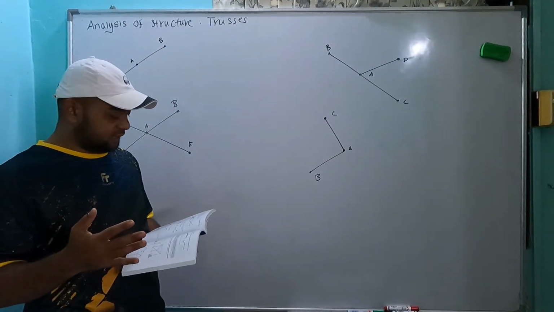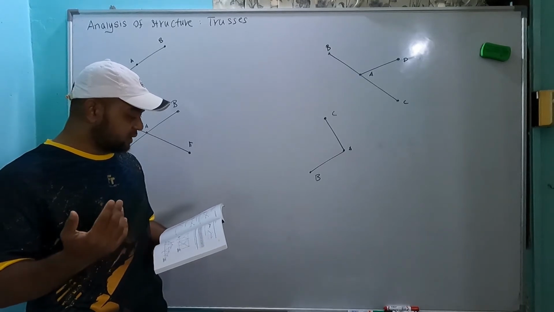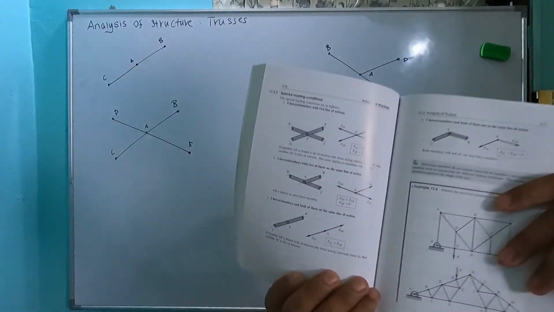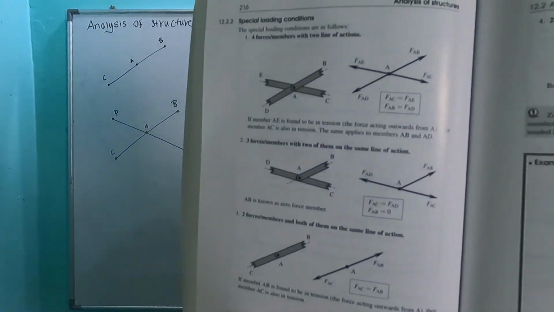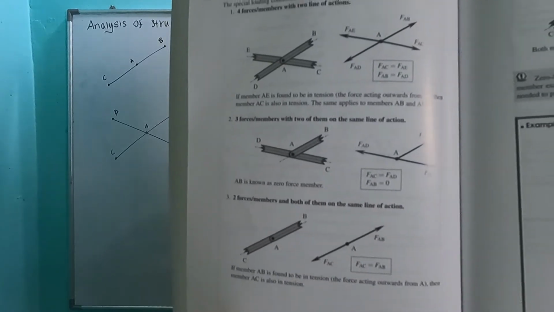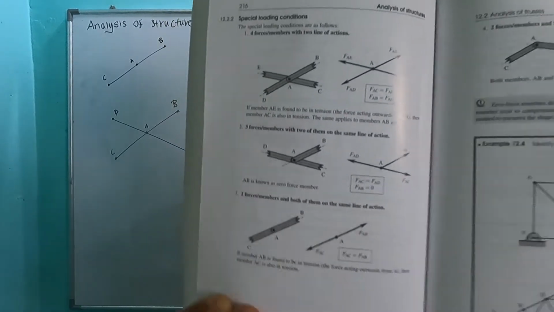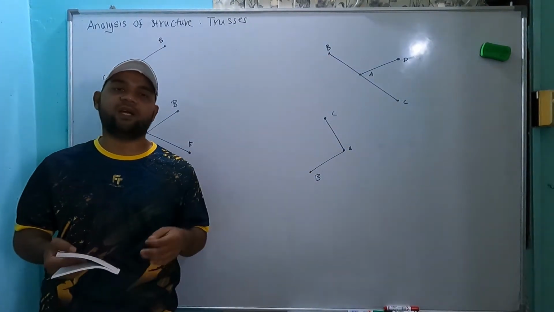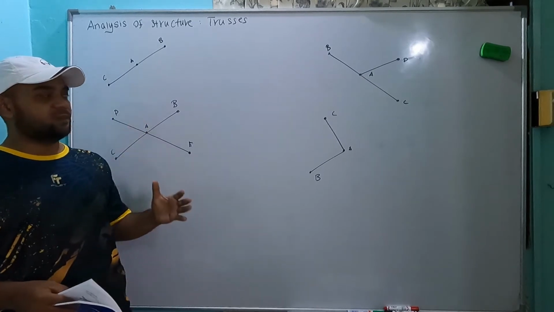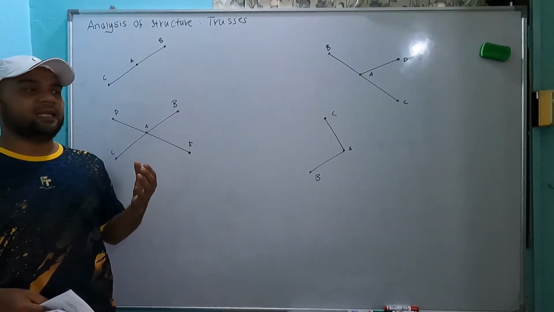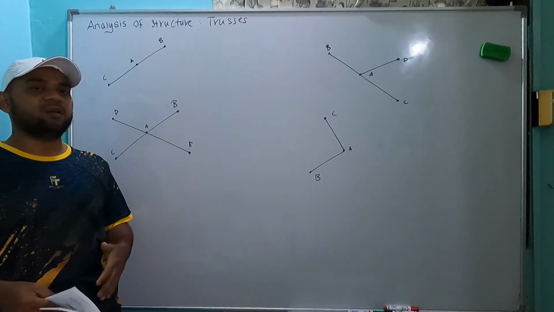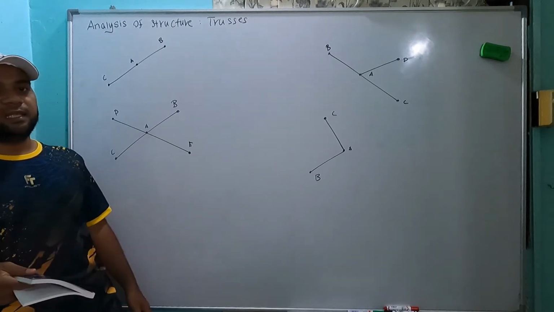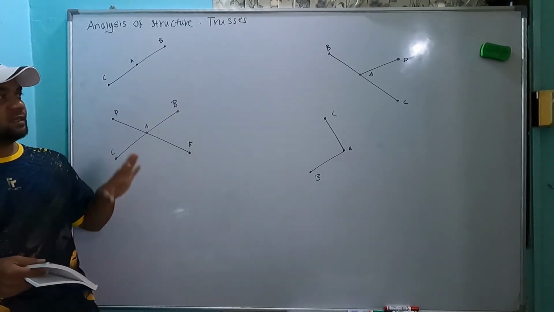Before we go to the analysis, let me first check special loading conditions. You can see this from your notes, on this page. You need to know this because it will save you a lot of time during the calculation. If you know these special conditions, you can directly eliminate some components, or you know directly which component has the same force as another component. So we go to special loading conditions.